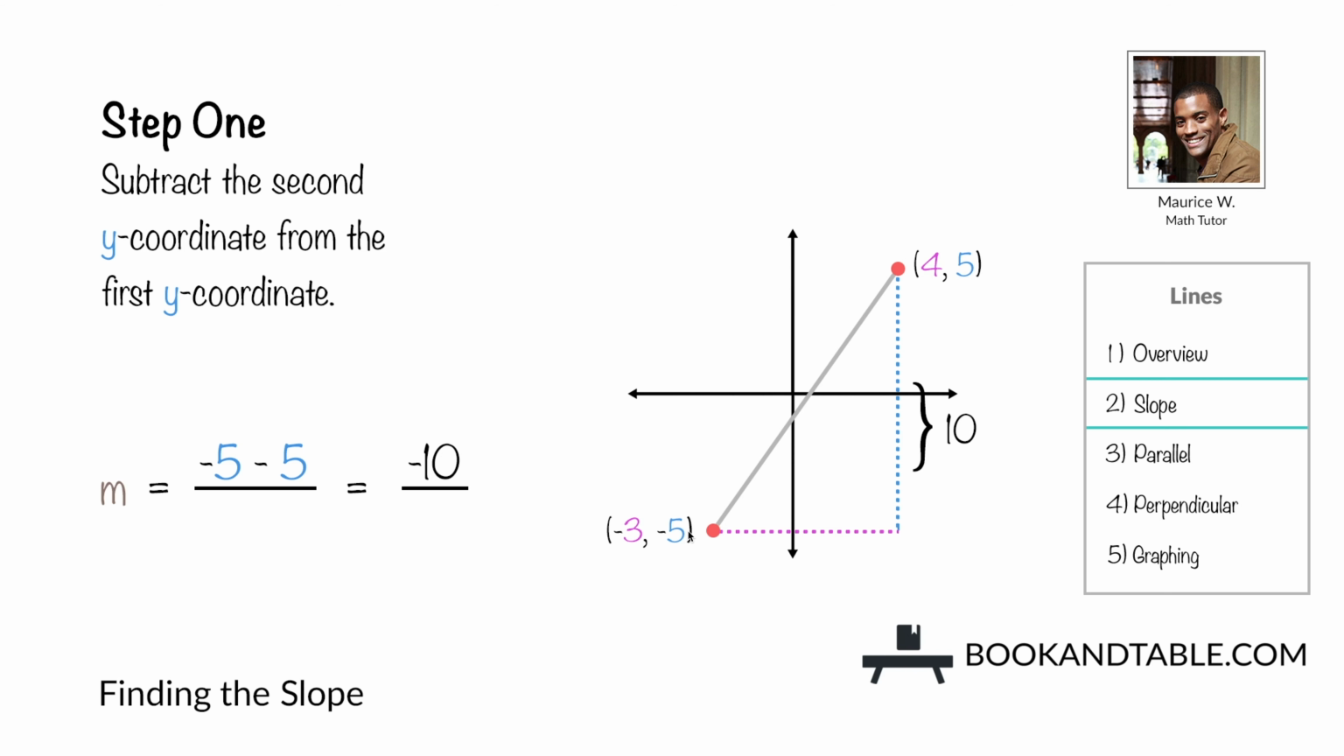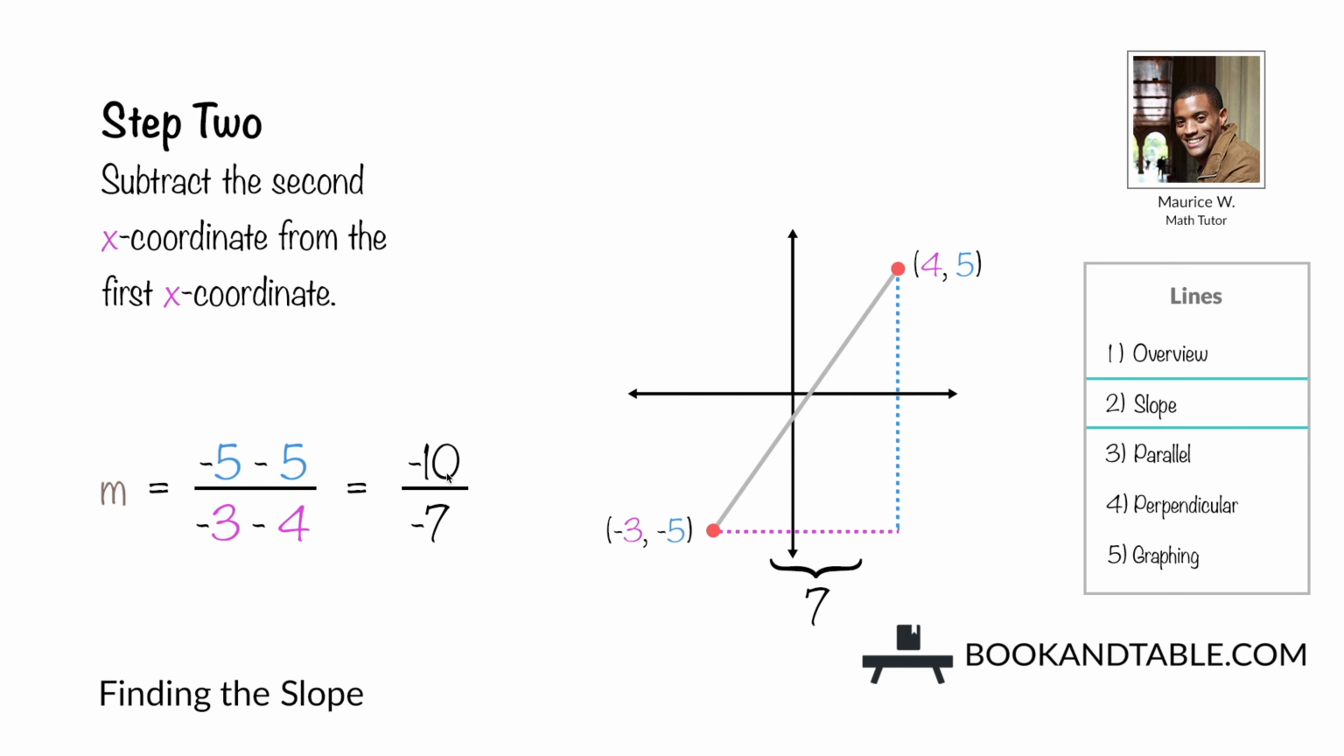So subtract the second y coordinate from the first y coordinate. So it's -5 minus 5. That's our change in y, which will give us -10. And if we look, if we're going from -5 up to +5, from -5 to the x-axis would be 5. From here to +5 would be another 5, so it'd be a distance of 10.